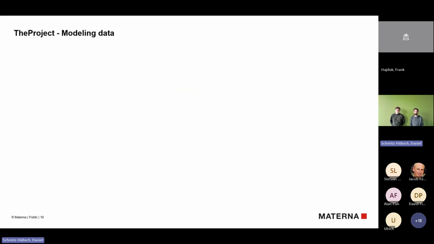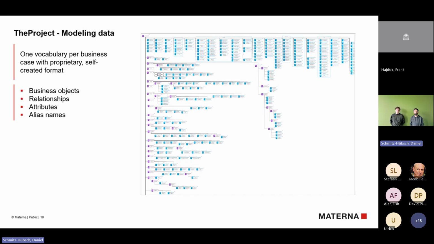So what does this data modeling look like? First of all, we have one vocabulary per business case. One business case is mostly one application we are building. And as you see on the right, this is a proprietary self-created format inside ARIS, and it's not really readable. So we have different business objects. You can see some kind of relationship. You see all the attributes, or for example, we often use alias names for different business objects, but it's not very manageable at this moment.